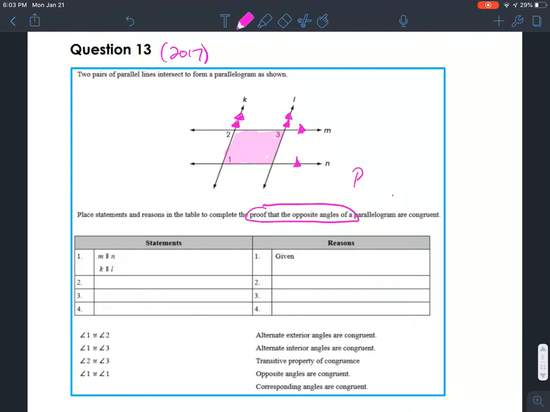So what are we trying to prove? We're trying to prove that angle 1 is congruent to angle 3. Those are the opposite angles in the parallelogram. That's going to be the last line of our proof. We don't know the reason yet.